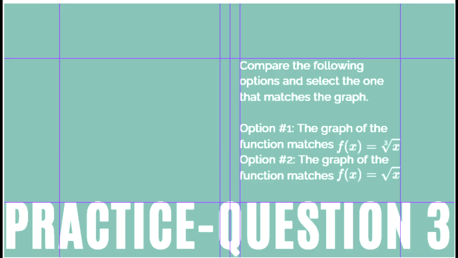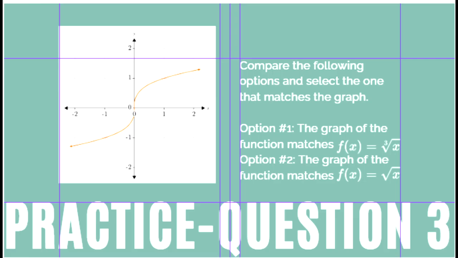All right. This is at the end of the lesson, okay? Compare the following options and select the one that matches the graph. The graph of the function matches f(x) = the cube root of x, or the graph of the function matches f(x) = the square root of x. Pause it, figure it out, come back.